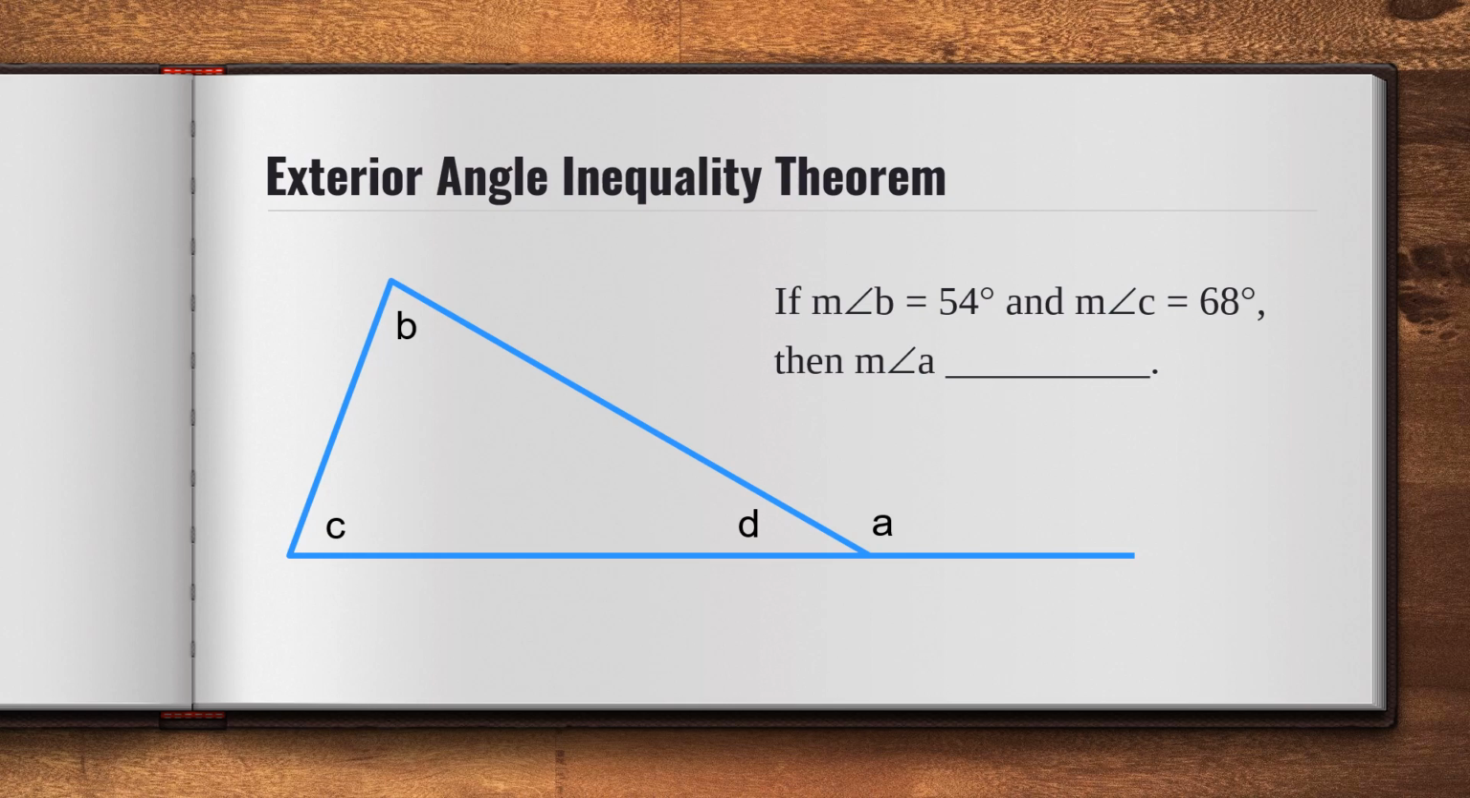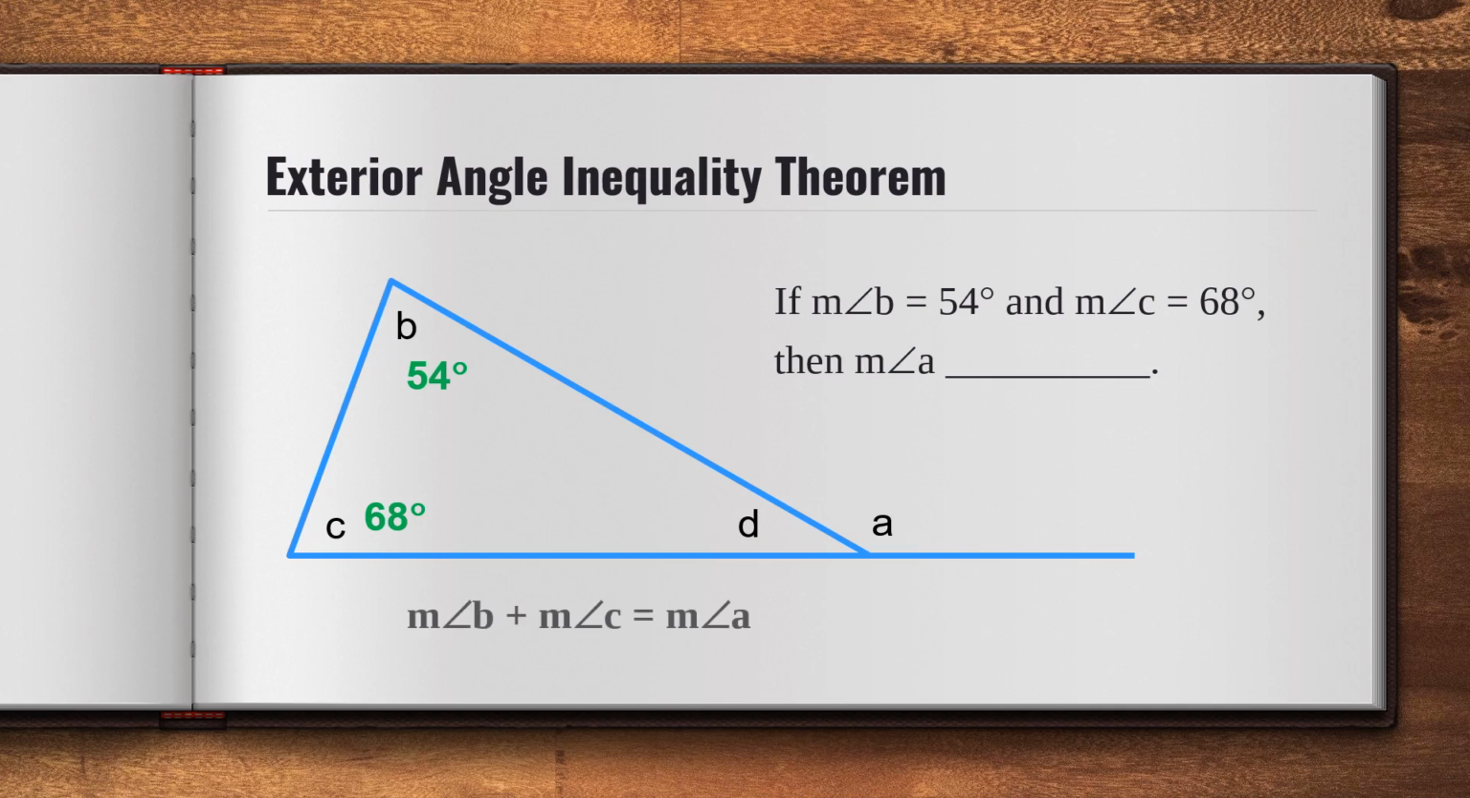So, ang maganda dyan, every time na meron tayong given, let us try to label our triangle. Ayan, so ilagay natin. So, may measure na tayo ng angle B. So, lagay natin 54 degrees. At ang ating angle C naman daw ay 68 degrees. Okay? Now, we are looking for the measure of angle A. So, first, ano ba ang natutunan natin regarding sa exterior angle inequality theorem?